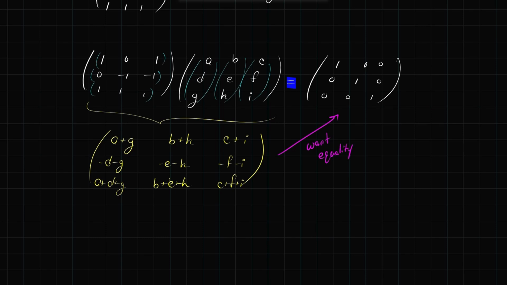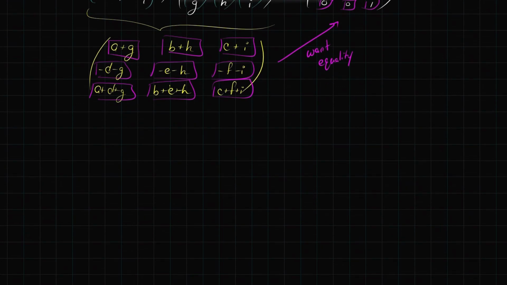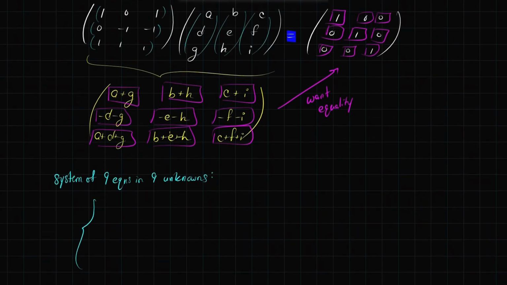So if they were equal, all we do is compare these terms together, and these terms together, and so on. What we recover is, and I know everybody loves this, a system of 9 equations and 9 unknowns. So unfortunately, we do just have to write them down and solve the system. So let's go ahead and write down our system of 9 equations and 9 unknowns.